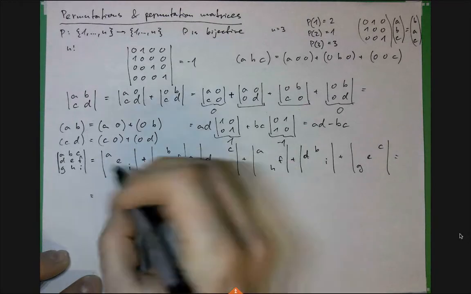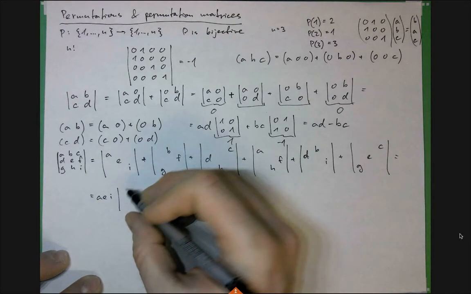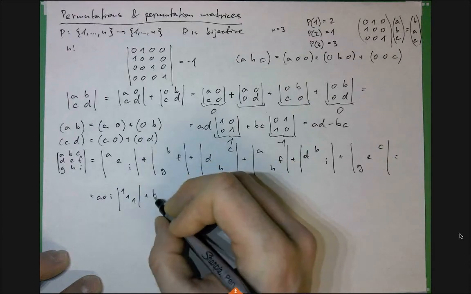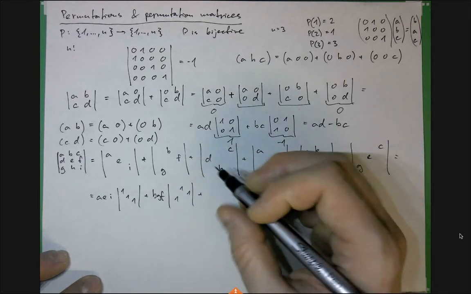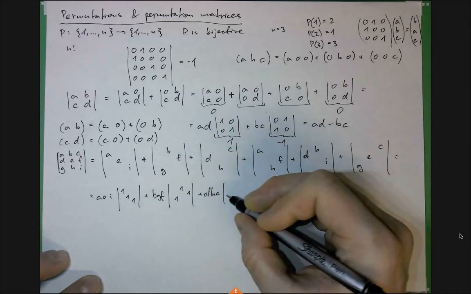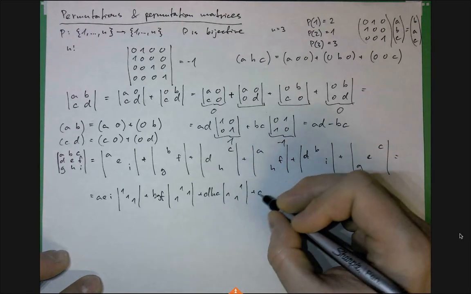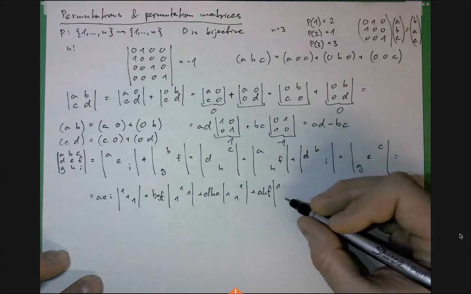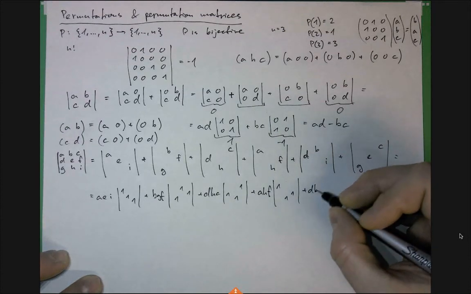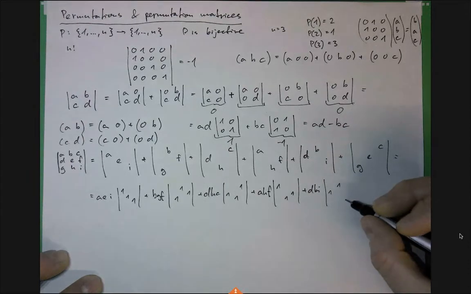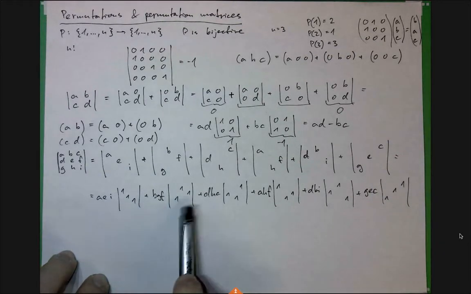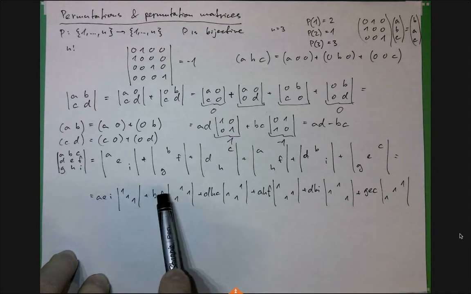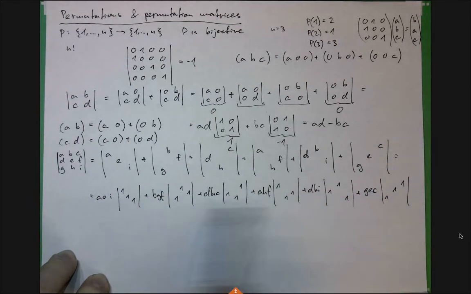And I can again pull out these scalars and get this: BGF times the matrix 111, plus DHC times 111, plus AHF times 1, CBI times 1, plus GEC times 111. So those are just determinants of permutation matrices, and these are just scalars. So now I have 6 terms, right?